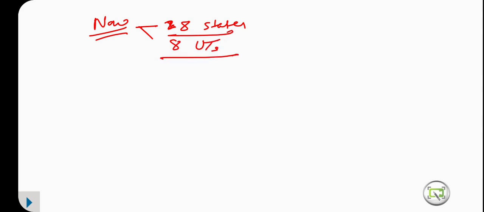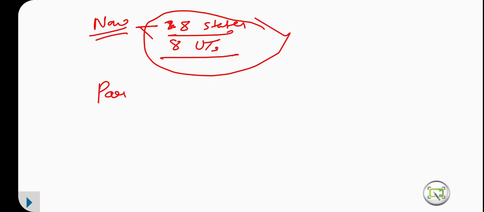So now we will completely focus on Part 1 of the Indian constitution. And also remember that now we have 28 states and 8 union territories. How many states? We have 28 states and 8 union territories. Now we will study Part 1.